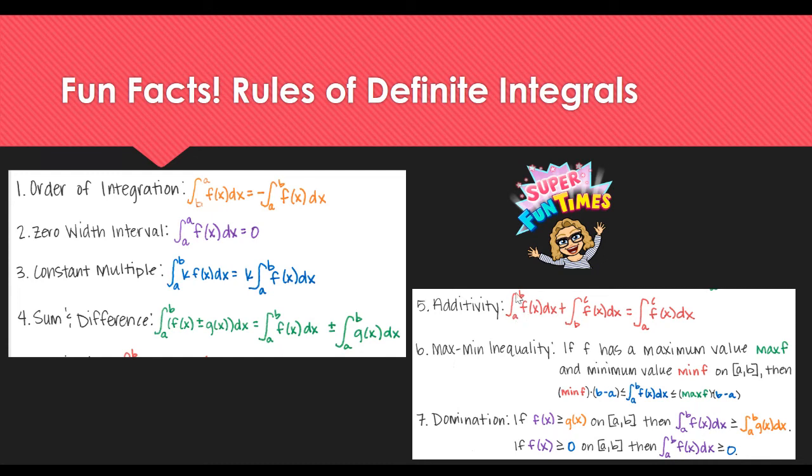If you have the same number on top of one and on the bottom of the other of the same equation, you can put them together. You can get rid of that number. So a to b and then b to c is the same as a to c.